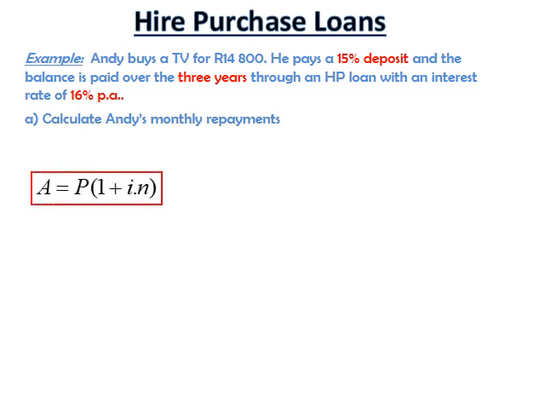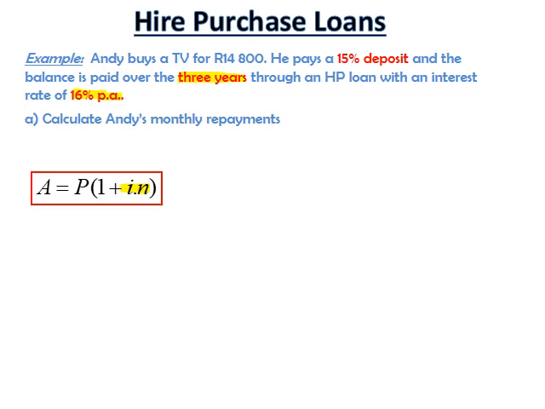So it firstly asks us to calculate Andy's monthly repayments. First things first, we need to write down the simple interest formula. Then we need to see what information we have that we can insert into this formula. We have the principal amount, or do we? Let me first go over the obvious. We definitely know that the number of years over which the loan will be repaid is 3. So we have our N value. We also know that the interest rate of the loan is 16% per annum. So we have our I value.